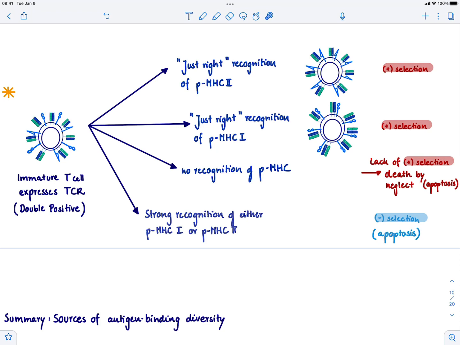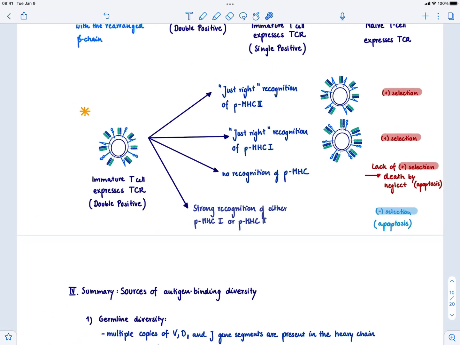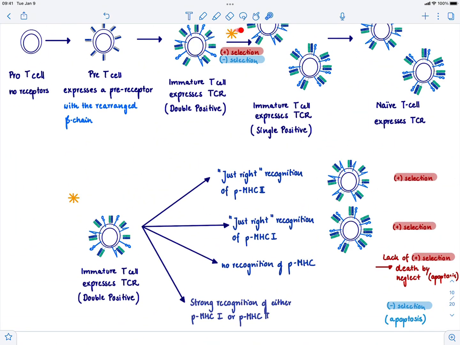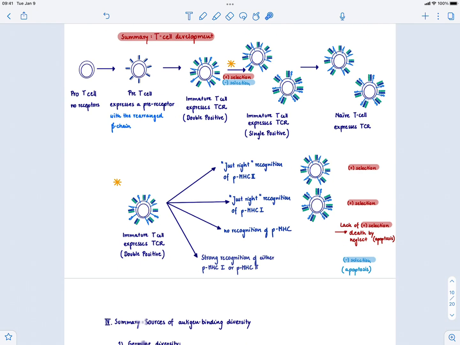And then the other point, which is important on your whole way through this very challenging education university, you want to avoid strong recognition of either peptide MHC1 or peptide MHC2, because if you bind too tightly, you would also die by apoptosis, and that's called negative selection. So these are the different things that can happen to the T cell going from the beginning of the immature T cell step to the end of the immature T cell, and then on the way of becoming a naive T cell. This concludes the video on T cell development.